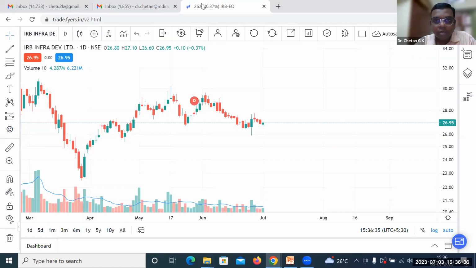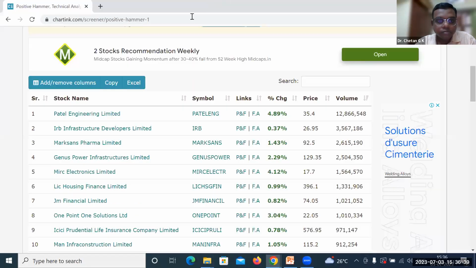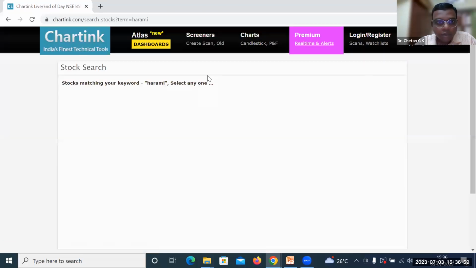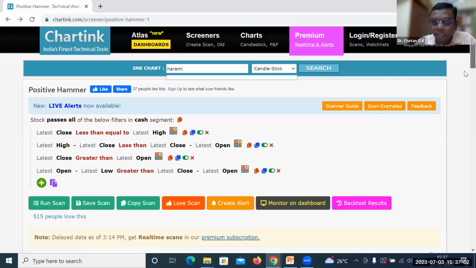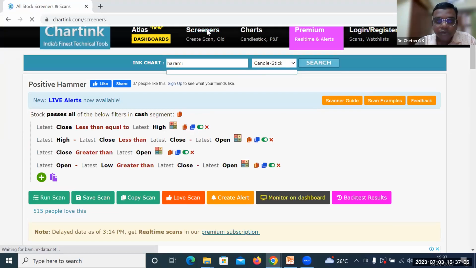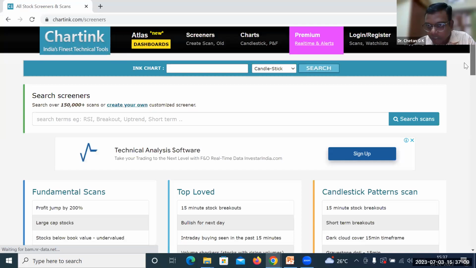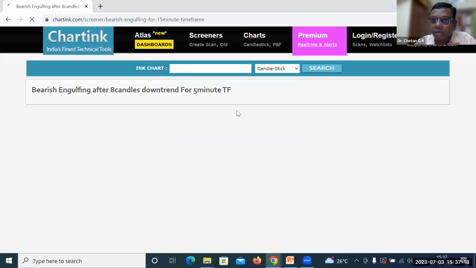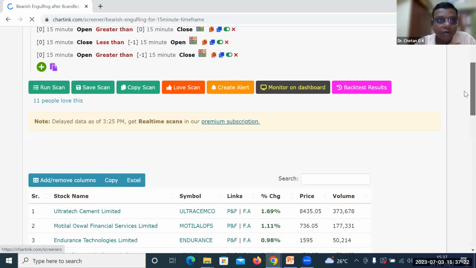So I'll go to charting and search here. The first one is engulfing, right? So I'll go for harami. Let's see harami. Harami is not visible here. It is not coming up. I'll go to screens once again. I think somewhere I remember we have seen engulfing here, right? Okay, so bearish engulfing. Somebody has already written the scans here.